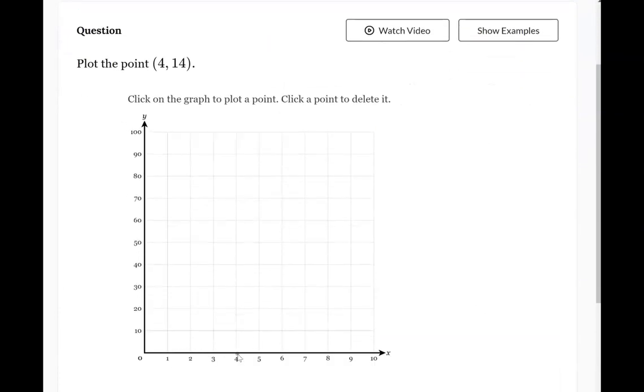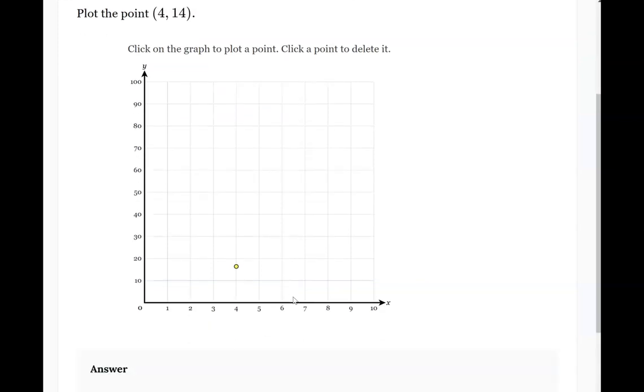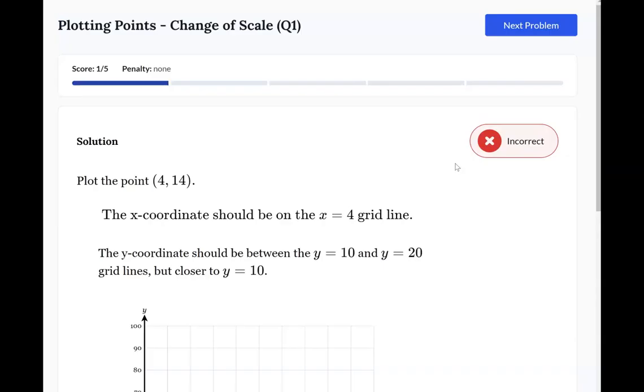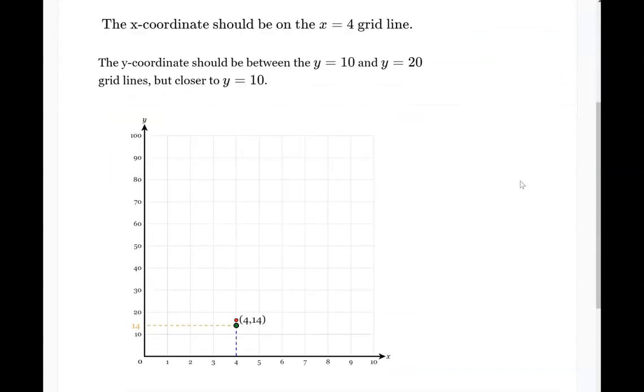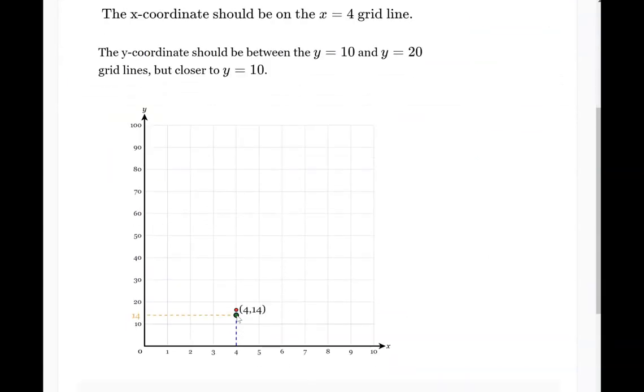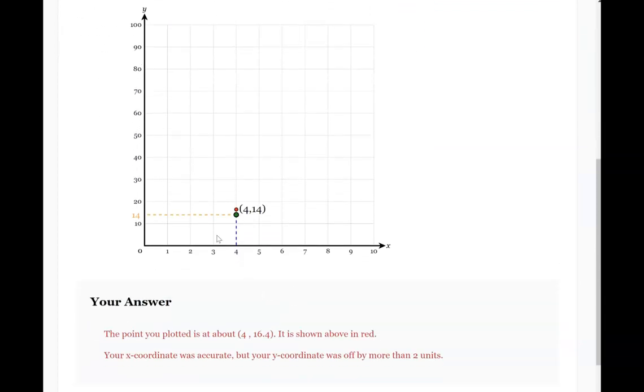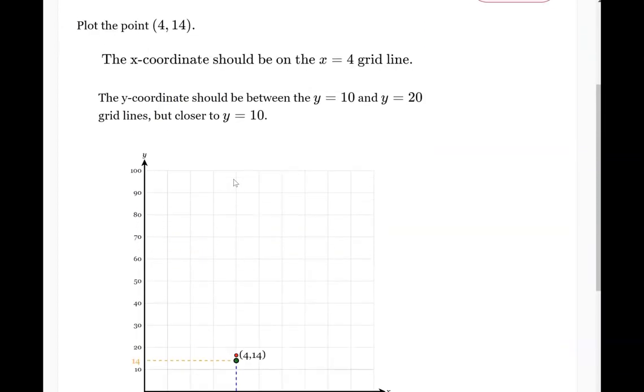I'm going to try another one, but this time I'm going to get it wrong so that you can see the difference. So if I go to 4, 14, which is about halfway, a little bit less than halfway to 20, I'm going to estimate it a little too high so you can see the feedback. So 14 would be less than halfway, and my yellow dot is a little bit more. See, it marked it incorrect, and you can see why. This red dot is what I chose, but this green dot is where it should be.